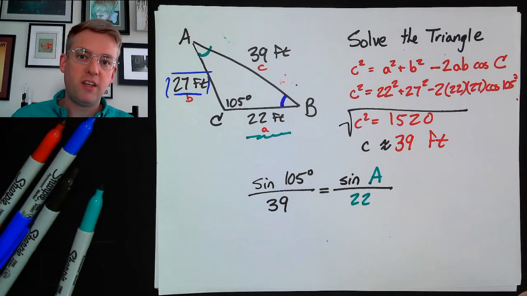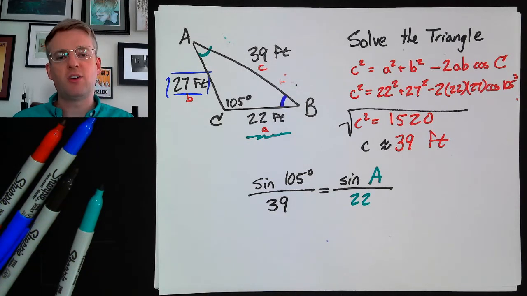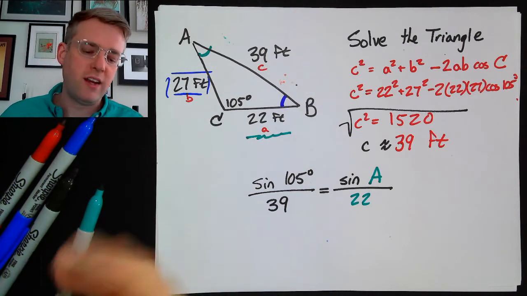You could set it up for B instead. Once you get one, you could do the law of sines again to get the other, but it's a lot faster to use the triangle angle sum property. So by the time we're done solving this triangle, we'll have done the law of cosines once, the law of sines once, and then applied the triangle angle property so that we just subtract from 180 for the missing angle.